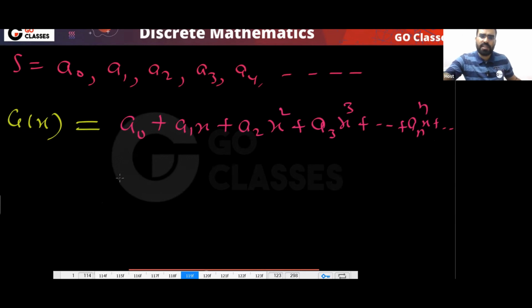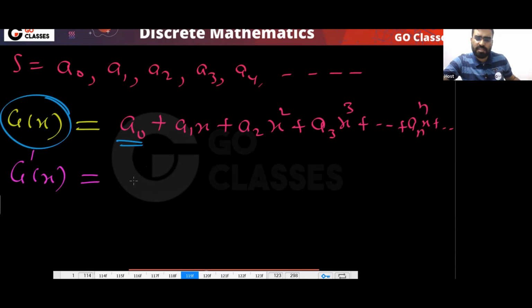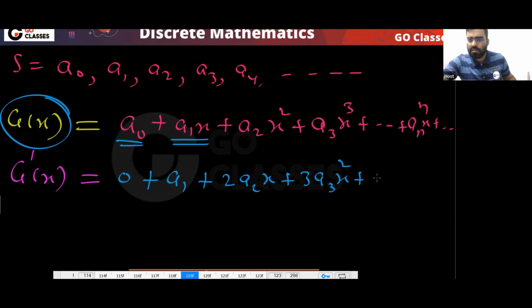Now you can do the differentiation on both sides. So tell me, what will be the differentiation here? That will be g'(x). And what will be the differentiation of this? That will be 0. This will be a1. This will be 2a2 x. This will be 3a3 x^2. Then it will be 4a4 x^3 and so on. So this is your g'(x) if you do the differentiation.